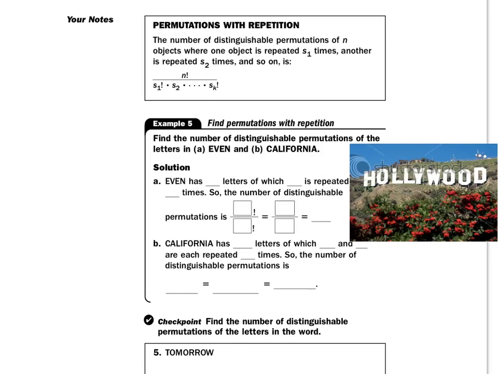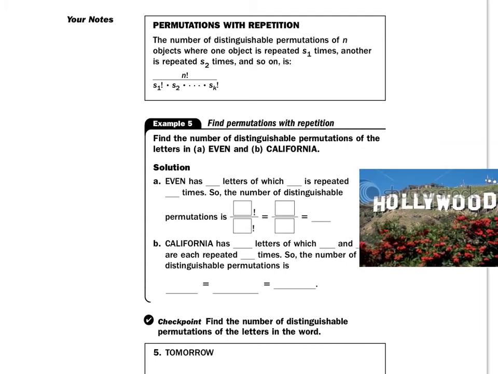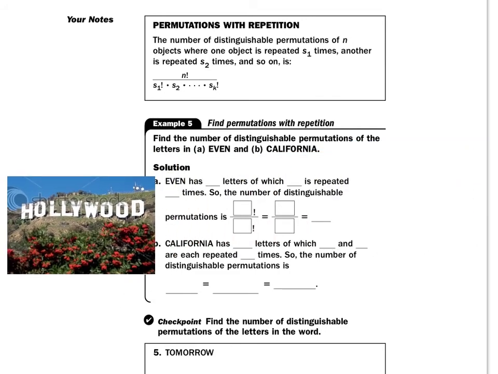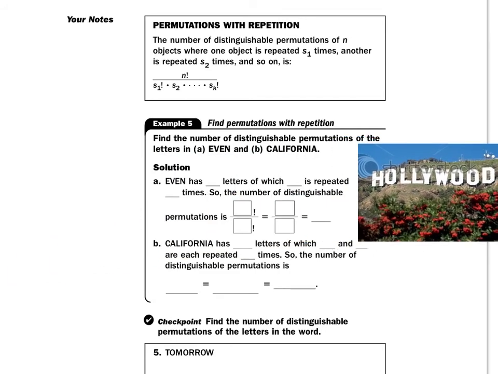And permutations with repetition. A number of distinguishable permutations of n objects where one object is repeated s sub 1 times, another object is repeated s sub 2 times, and so on and so forth. We're going to do, in this one, different wording. I just brought a little picture of California over here. I thought it would be nice to have in our video.